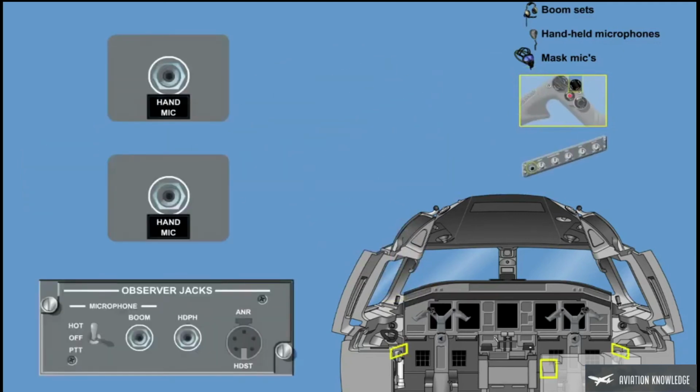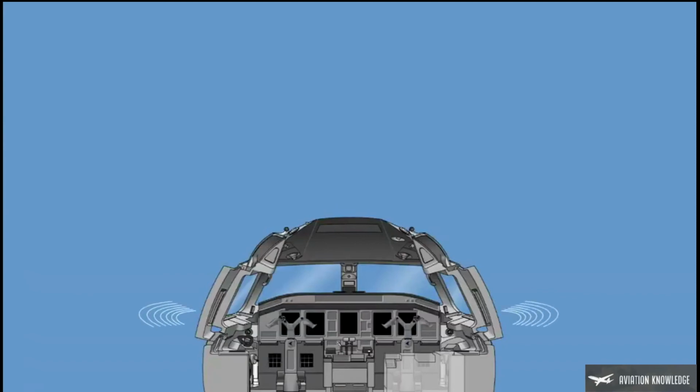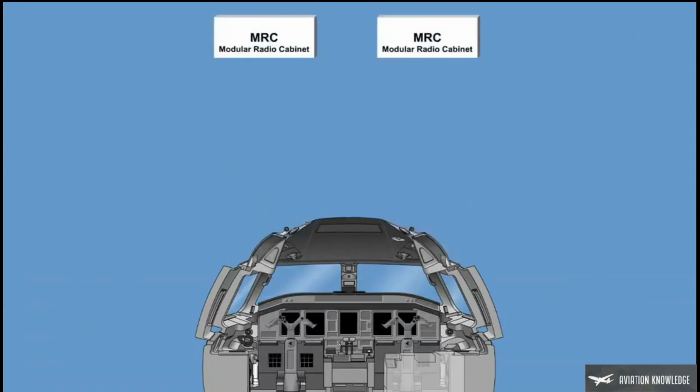Three jack panels are located in the cockpit. The observer's jack panel has an integrated push-to-talk hot mic switch. Air-to-air and air-to-ground radio communication is established by the flight crew via two VHF COMM modules. They are located in the modular radio cabinets.